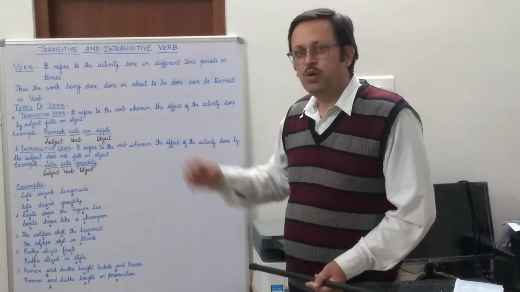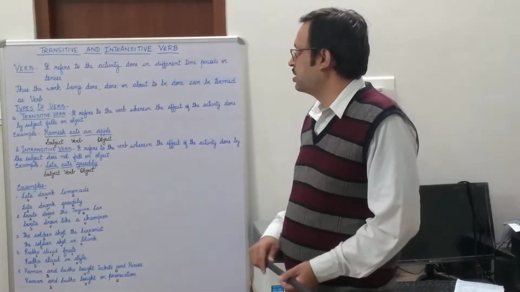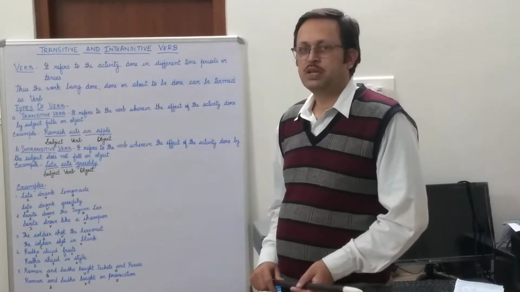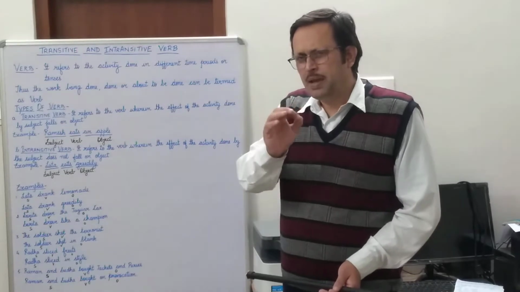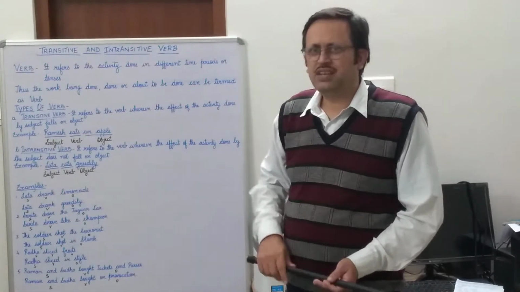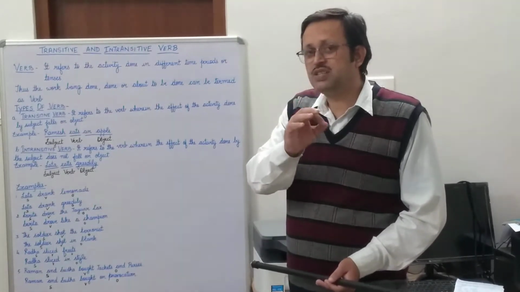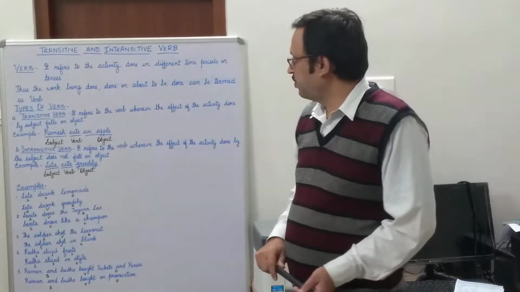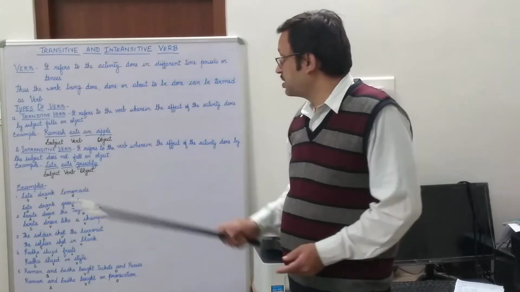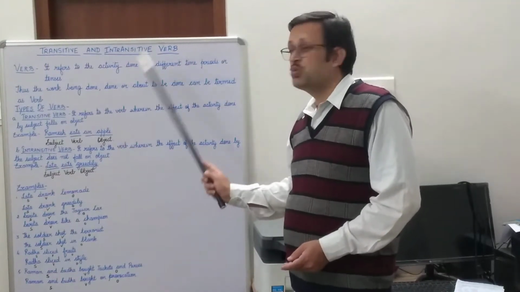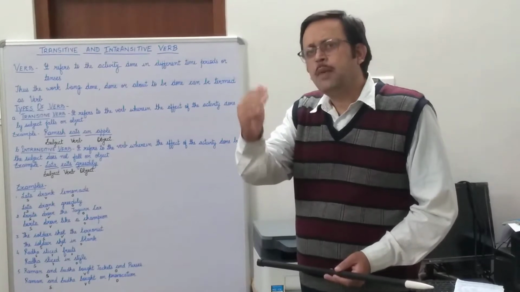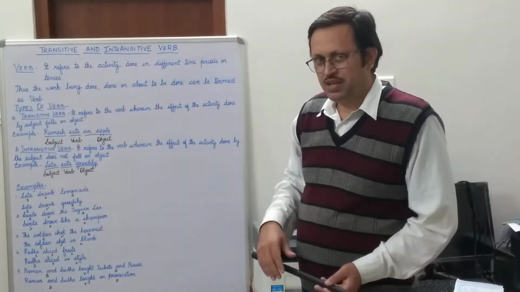So now let us move on to the types of verbs. The two types of verbs are transitive verbs and intransitive verbs. I request you to kindly pay attention to the transitive and intransitive verbs, because they form the base of the next concept which will deal, that is the active and passive voice. So what are transitive verbs? Transitive verbs refers to the verb wherein the effect of the activity passes on to the object.